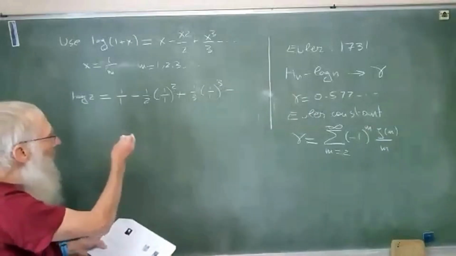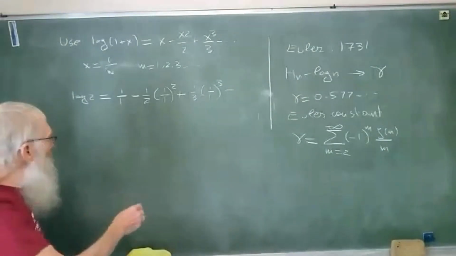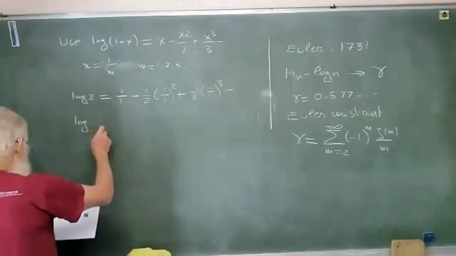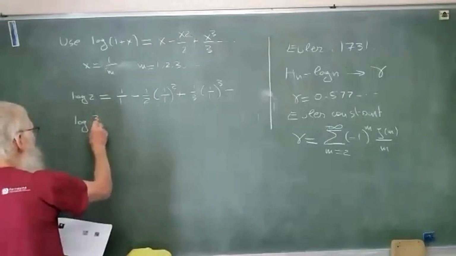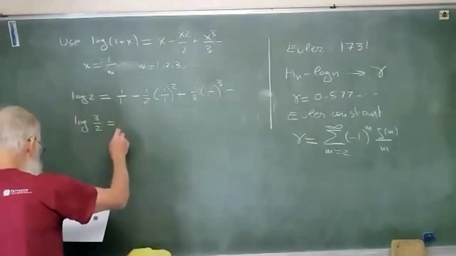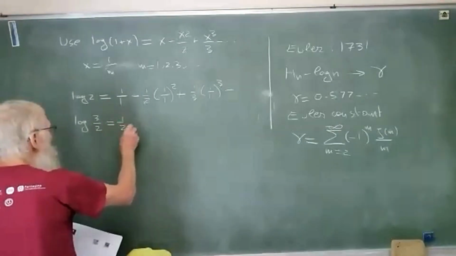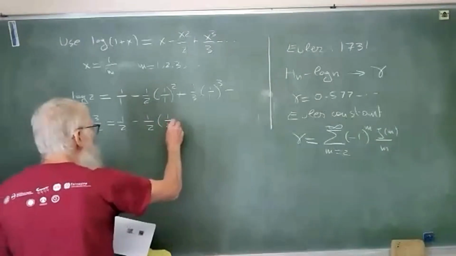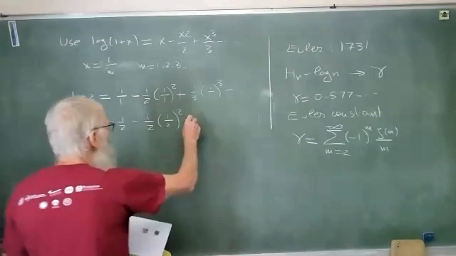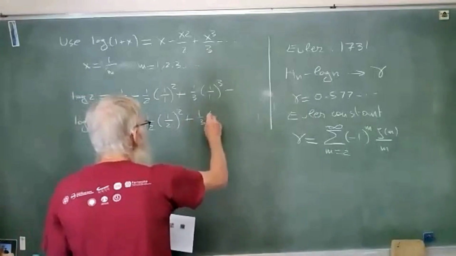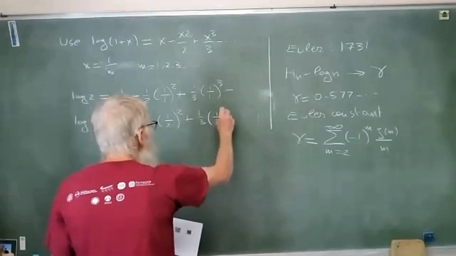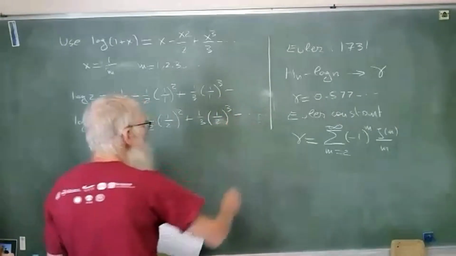This is 1 minus 1/2 plus 1/3, but I prefer to write it like this, so that if I take m equal 2, I have the logarithm of 3/2, 1 plus 1/2, which is 1 over 2 minus 1/2 times 1 over 2 squared, plus 1/3 times 1 over 2 cubed, and so on.